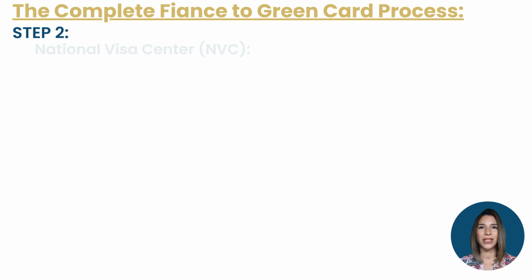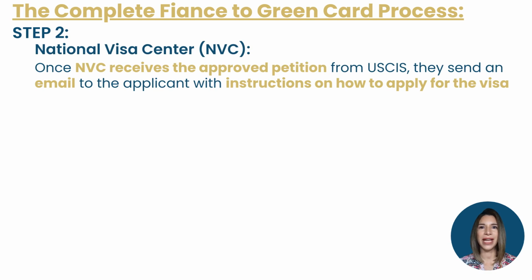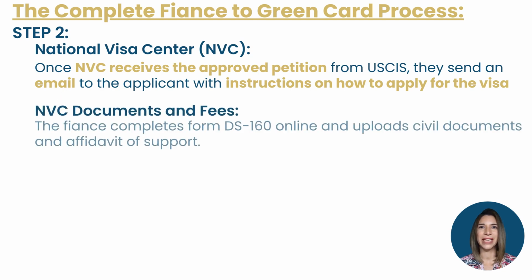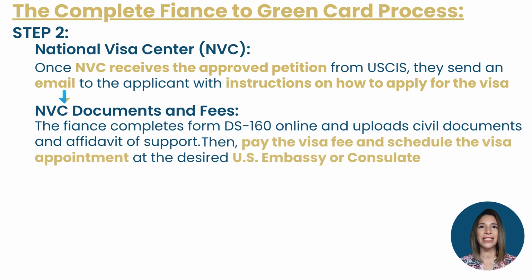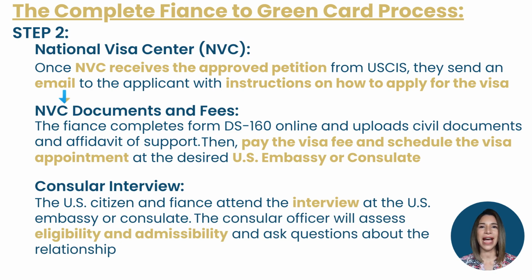Step 2. National Visa Center, NVC. Once NVC receives the approved petition from USCIS, they send an email to the applicant with instructions on how to apply for the visa. NVC documents and fees. The fiancé completes Form DS-160 online and uploads civil documents and affidavit of support. Then, pay the visa fee and schedule the visa appointment at the desired U.S. embassy or consulate. Consular interview. The U.S. citizen and fiancé attend the interview at the U.S. embassy or consulate. The consular officer will assess eligibility and admissibility and ask questions about the relationship.